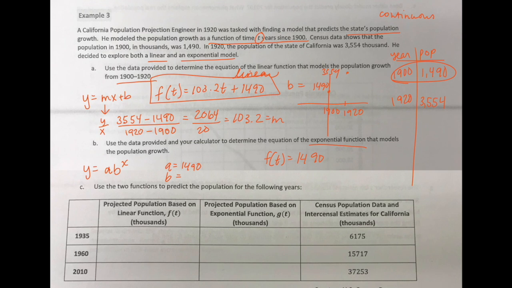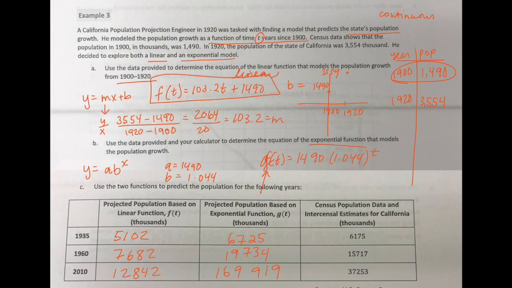B is going to be 1.044. So my formula then is 1490 times 1.044 to the power of t. So then I'm going to go ahead and on the first column, plug in numbers for t. So each year I'm going to plug in the t value and then come up, do the math and get the y values. And then on the middle column, I'm going to come up with the g values for the exponential function.